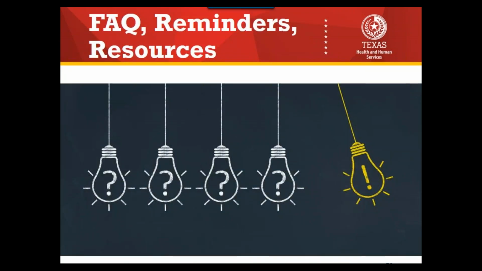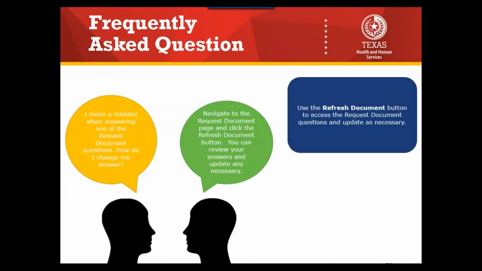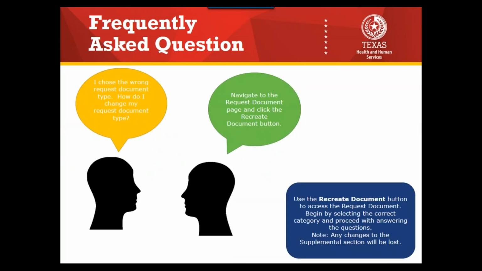Now we're going to go into our last stage, our third stage, your FAQs, your reminders, and your resources. So frequently asked questions. A lot of people say, I made a mistake on answering one of those wizard questions. How do I change my answer? You can actually use the request document page if you haven't changed your status. Remember, if you click that complete button, it's done, right? But if you need to still edit, you can go back in, hit the refresh document, and it would let you edit what you needed to out of those questions individually.